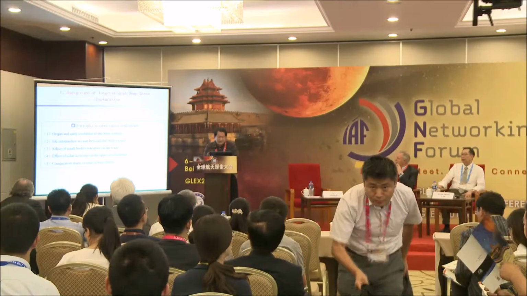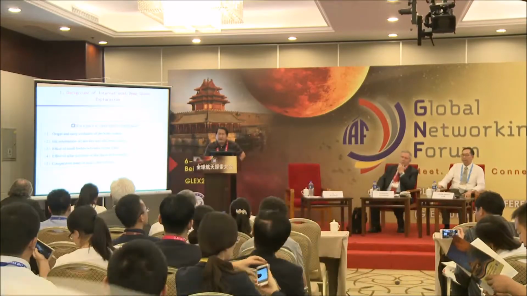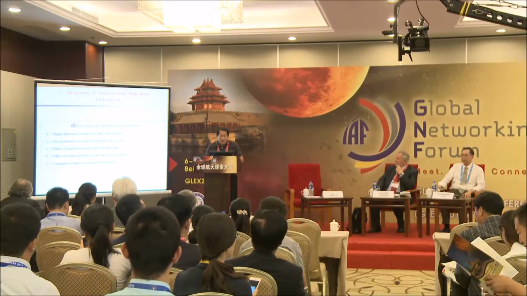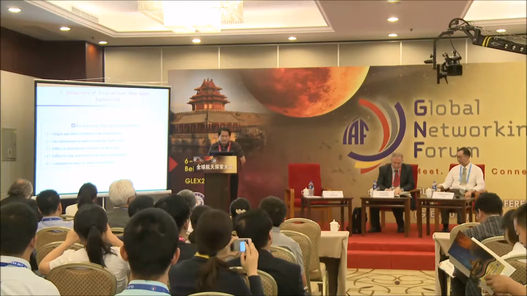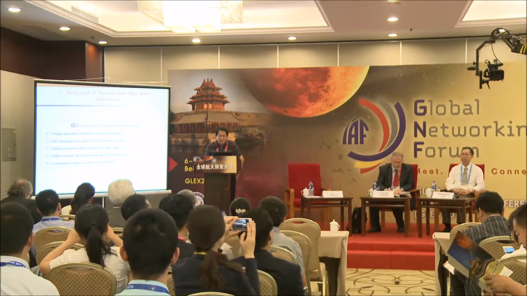All the science objectives are focused on 5 topics. The first is the origin and the early evolution of the solar system. The second is the life information in and beyond the solar system. The third is the effect of small bodies activities on the Earth. The fourth, the effect of the solar activities on space development. And the last, comparative study of the solar system bodies.